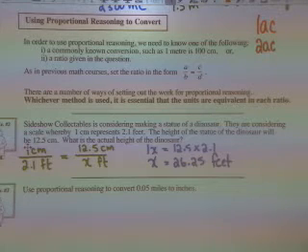How did you get 12.5 centimeters? It was given to me in the question. You see it? Yeah. Okay.